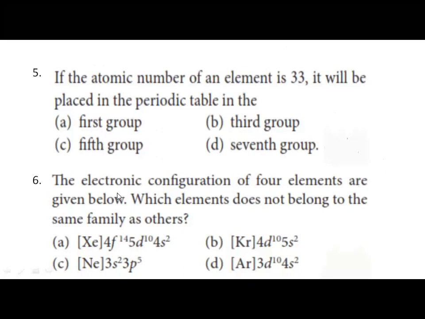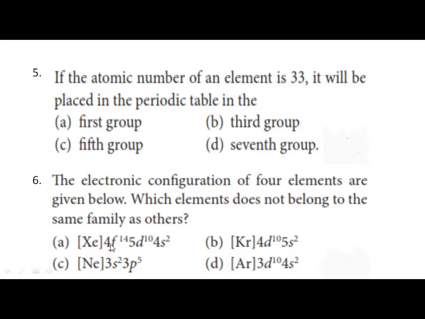Okay, fine. The electronic configurations of 4 elements are given below. Which element does not belong to the same family as the others? If we want to say they belong to the same family, they should belong to the same group. Elements belong to the same group when they have the same outermost electronic configuration.